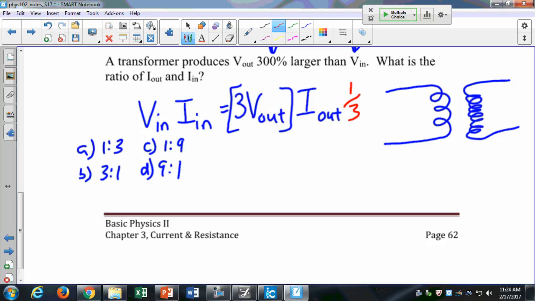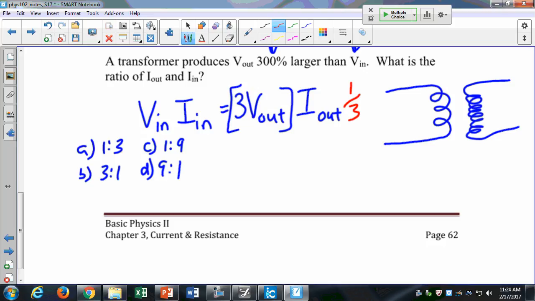So what happens to the current? You think you got a lot of current in those lines outside your house, or just a little bit of current? A lot or a little? I've got high voltage in the lines outside my house and low current. And then in my house, I have low voltage but big current. I got a lot of current flowing through that.